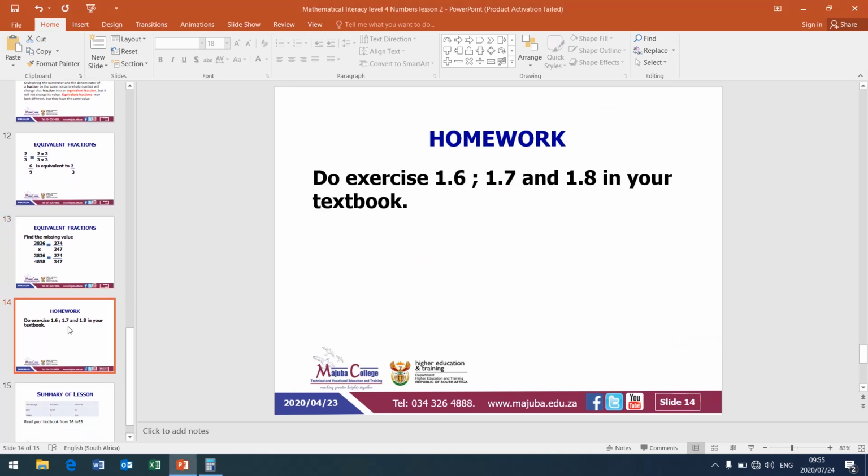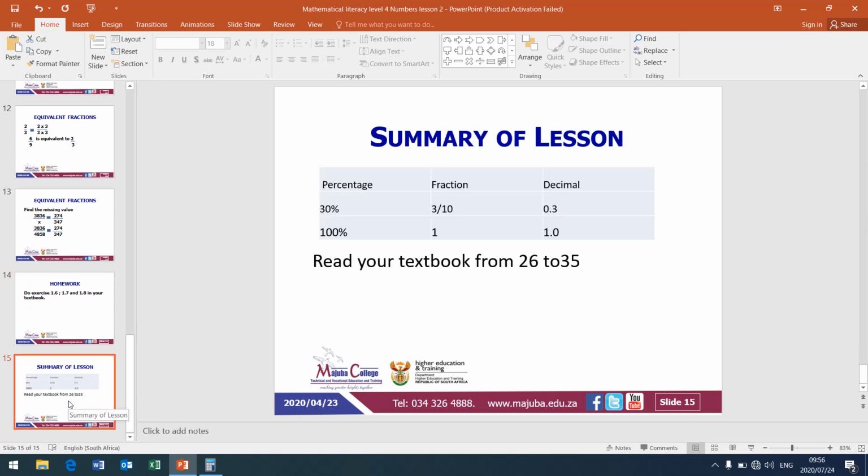Students, your homework, do exercise 1.6, also 1.7 as well as 1.8 in your textbook. Summary of our lesson, we have discussed how to convert percentages, how to convert fractions, how to convert decimals. Students, please read page 26 to 35 in your textbook.